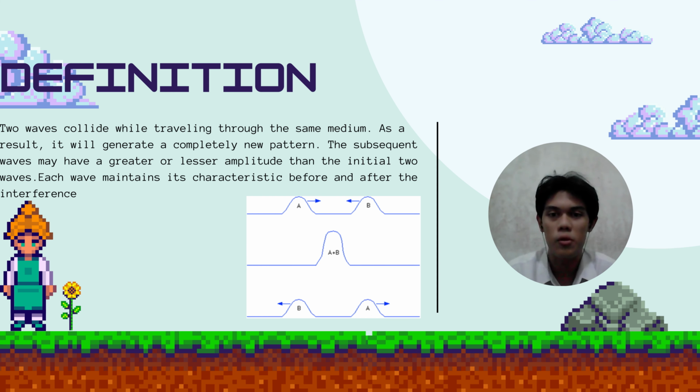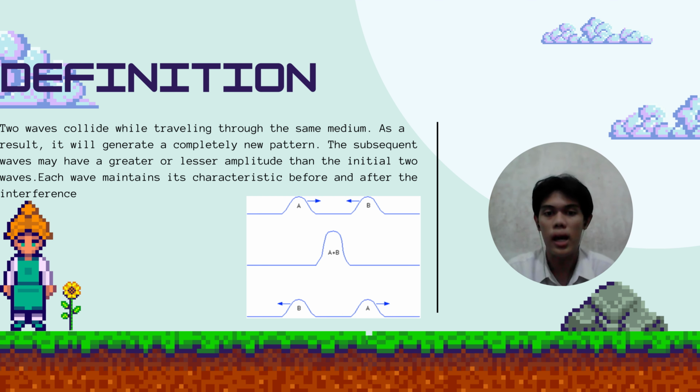Although interference occurs when waves collide with one another and create a net shape in the medium, the waves will continue traveling in the same direction they did prior to the interference, like the figure here, the below one. In this way, each wave maintains its characteristics before and after the interference. The medium's displacement at any given point when two waves collide is equal to the algebraic sum of their individual displacements at that point.